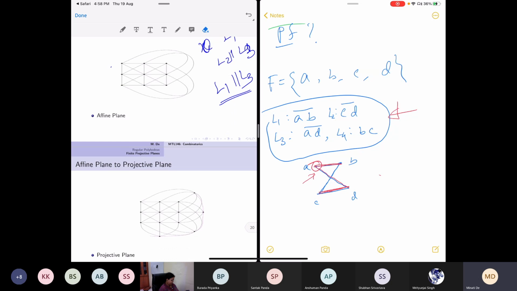So I had one affine plane. As I said, you need to show that you have this equivalence class corresponding to these parallel lines. With respect to each equivalence class, you construct one new line, introduce a new point, right? So there were four equivalence classes, right?